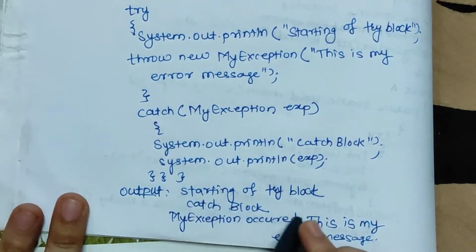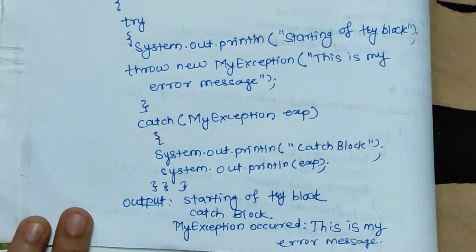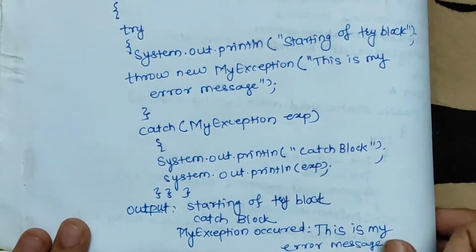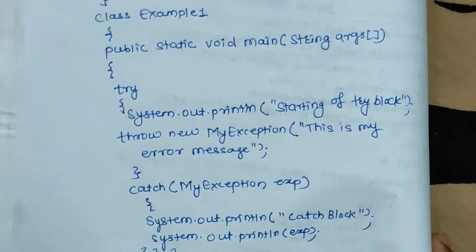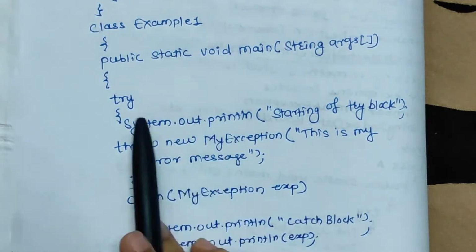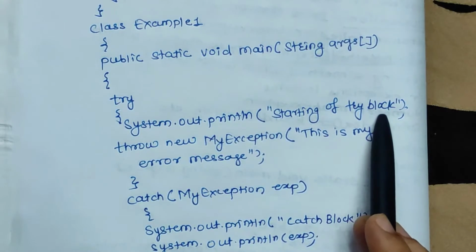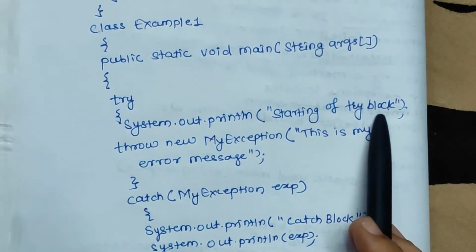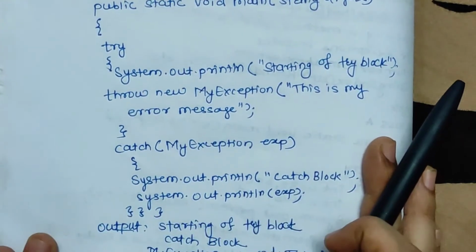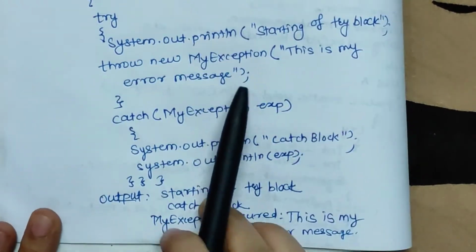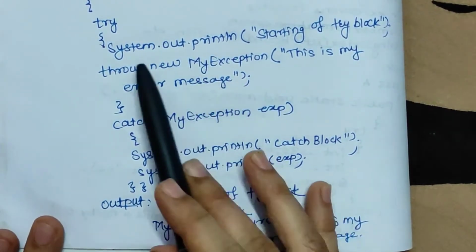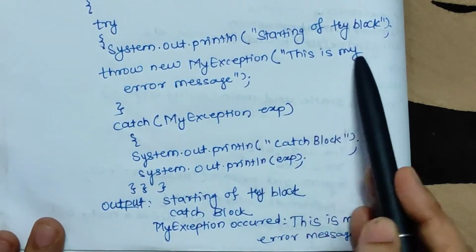Now we will discuss what will be the output of this program so that the concept will be clear to you. So first of all, your program execution will start with the main method. In the main method, there is a try block, and in the try block, this statement will be executed, that is starting of try block. So this is the first statement, starting of try block. In the try block, we are throwing an exception.